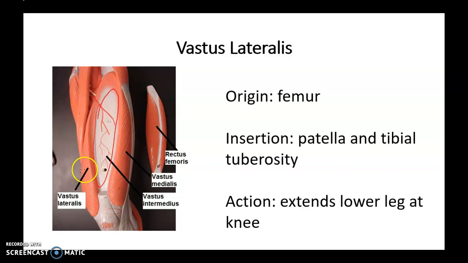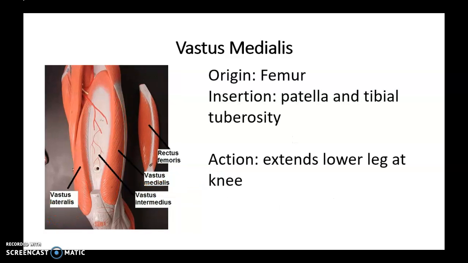This is wrong here. Sorry, class. This muscle is Vastus Medialis. And this one right here is Vastus Lateralis. So Vastus Lateralis is lateral, Vastus Medialis is medial. This also inserts into the patella and tibial tuberosity, and it helps to extend the lower leg at the knee joint. Again, let me correct this. This is Vastus Medialis, and this is Vastus Lateralis.